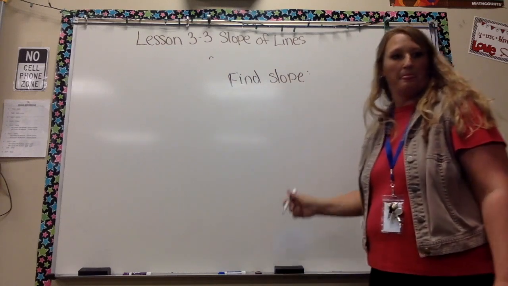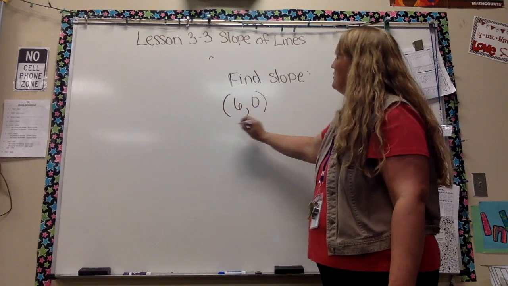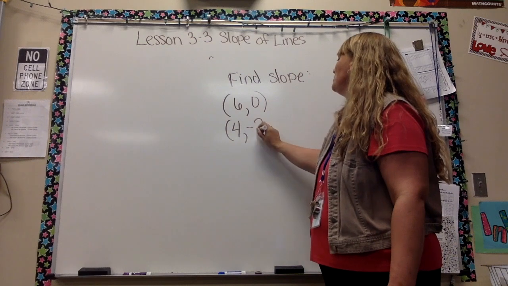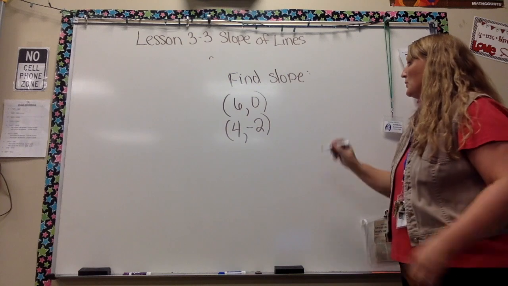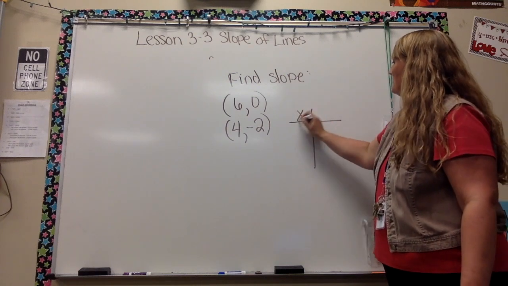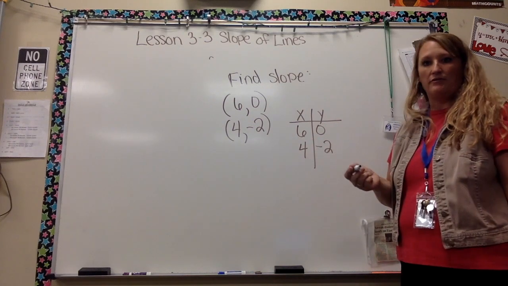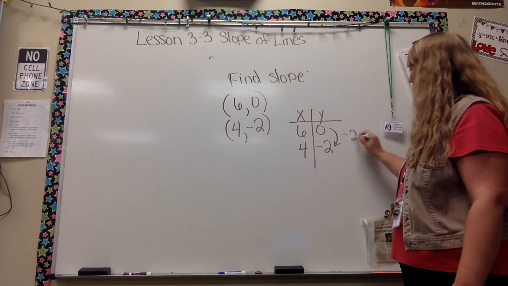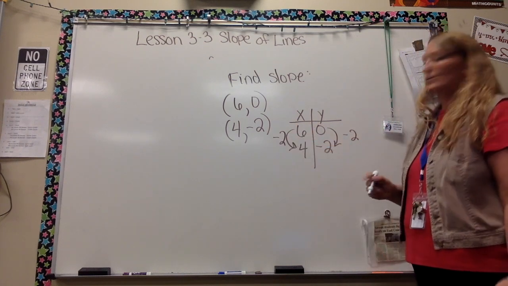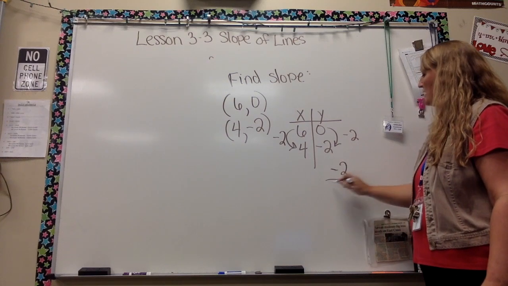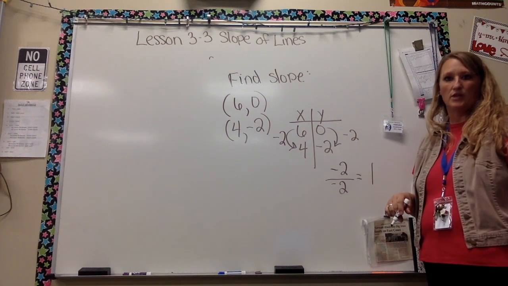Let's try one more. So if we have 6, 0, and 4, negative 2, this time I'm going to do this using a table. So I'm just going to make myself an XY table. And I'm going to find the change in Y, which is going down 2, and I'm going to find the change in X, which is going down 2 as well. So the change in Y over the change in X, negative 2 divided by negative 2, is a positive 1 slope.